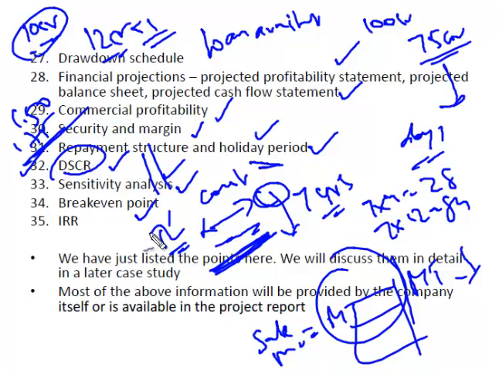Break-even point, of course, and IRR. Once again, very important. The break-even point tells us the minimum amount of sales you have to make in order to break even. Break even means a position of no profit, no loss. Once you cross this point, you will be making profit. But if you sell below this point, you will be incurring losses. That we'll discuss in detail later.